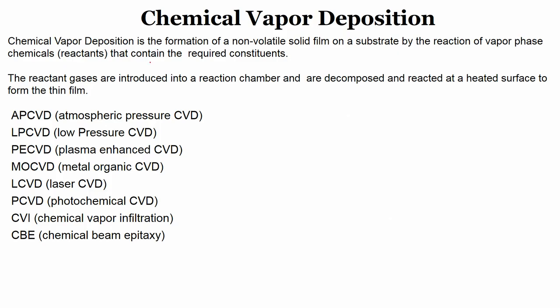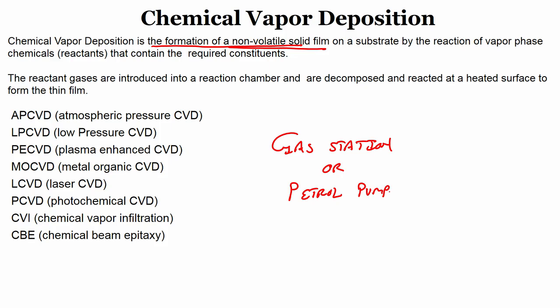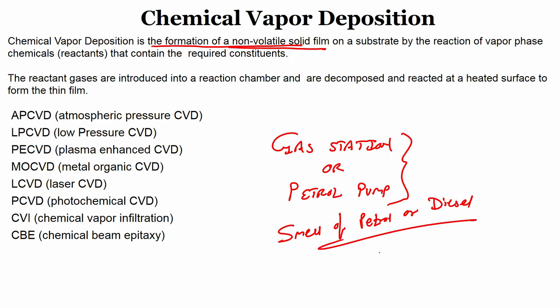Chemical vapor deposition, also called CVD, is a formation of non-volatile solid film. What is volatile and what is non-volatile? All of us have visited at least a gas station, or what we also call a petrol pump. When we go to a gas station, we feel a smell of petrol or diesel.